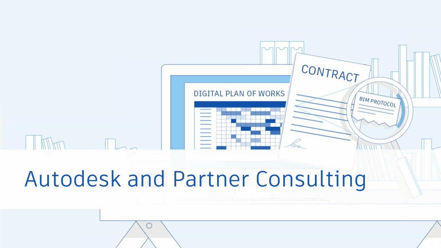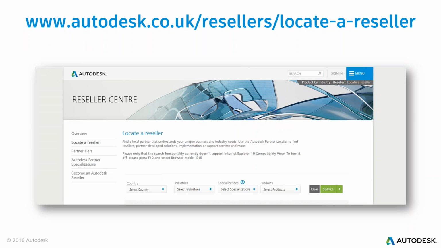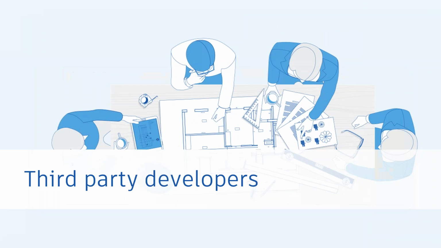So how do you get help? It's not just support for the products and the technology. What we want to talk about is how do you define what's needed, how do you get that plan together, and how do you make sure everyone's capable? That's where our reseller network can come in, either working directly with us or working with our resellers to get those trainings and certifications to make sure people are capable, or to understand what your requirements are. If you look on our website, you can easily locate a reseller either near you or one of our platinum, gold or silver resellers to support you where you need that help.